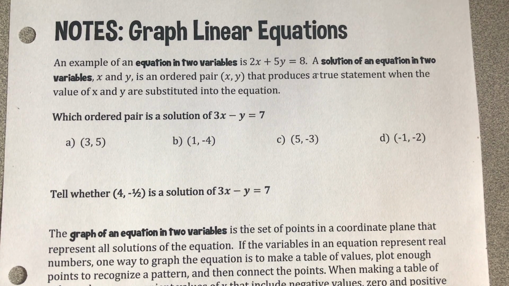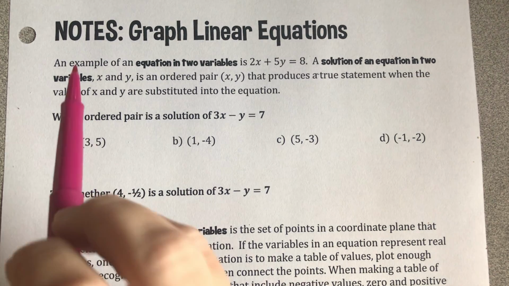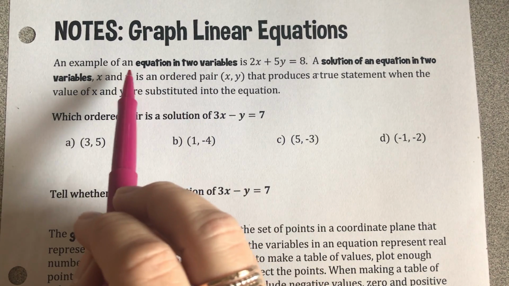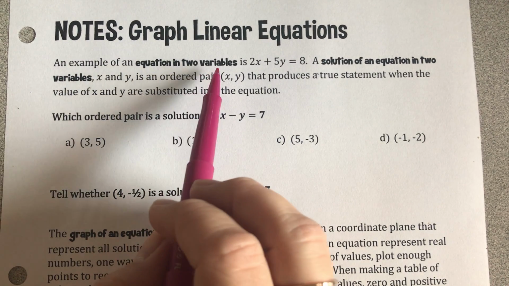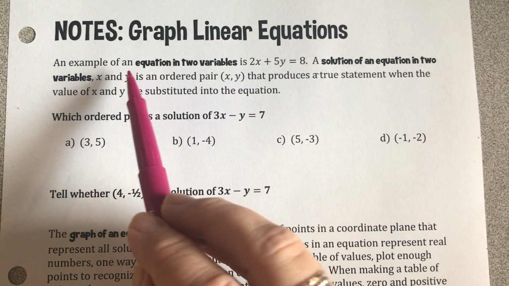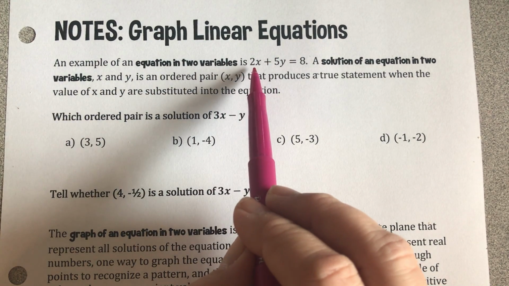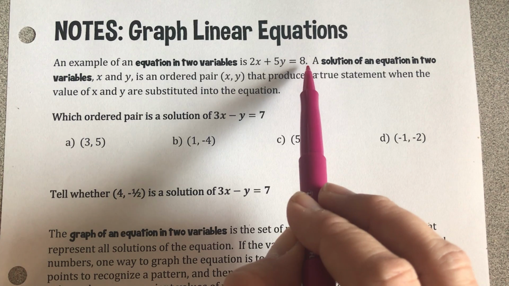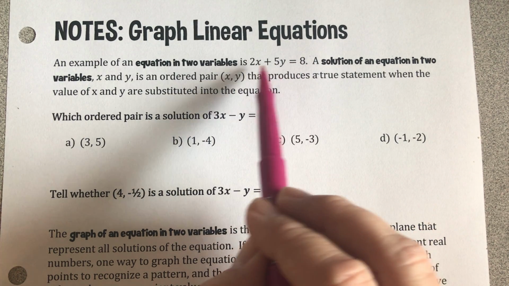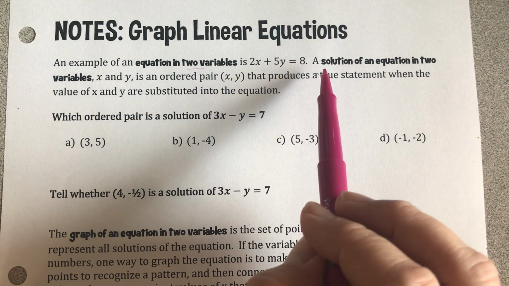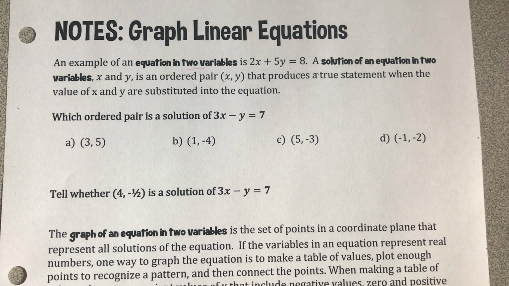Okay, today we're going to talk about graphing linear equations. So the first thing we have to talk about is an equation in two variables. An example of that would be something like 2x plus 5y equals 8, right? There's two variables and it's an equation. A solution of an equation in two variables, x and y, is an ordered pair (x, y) that produces a true statement when the values of x and y are substituted into the equation.